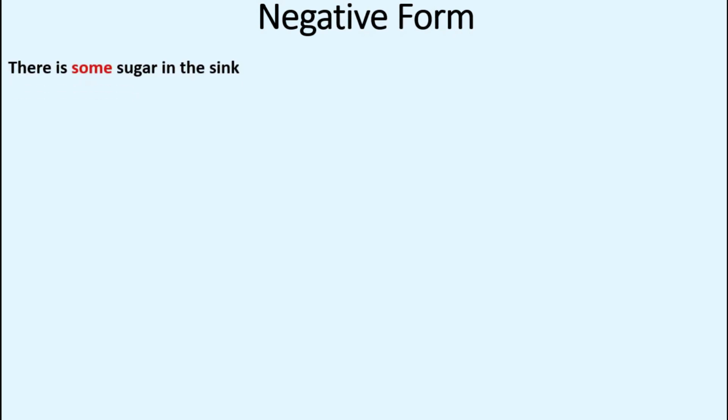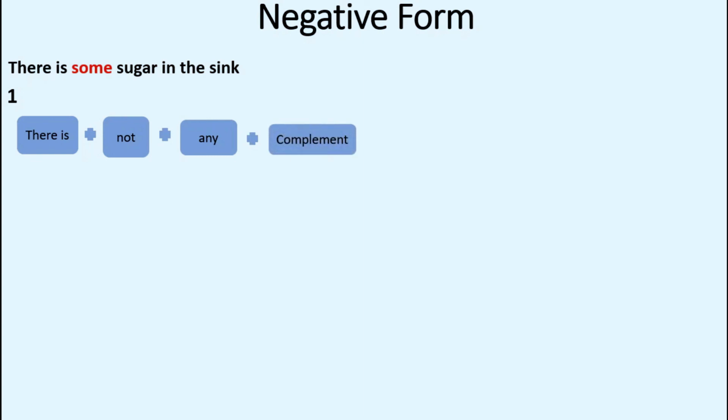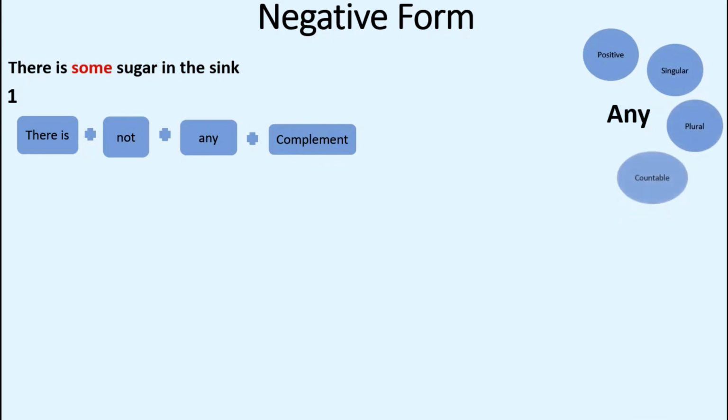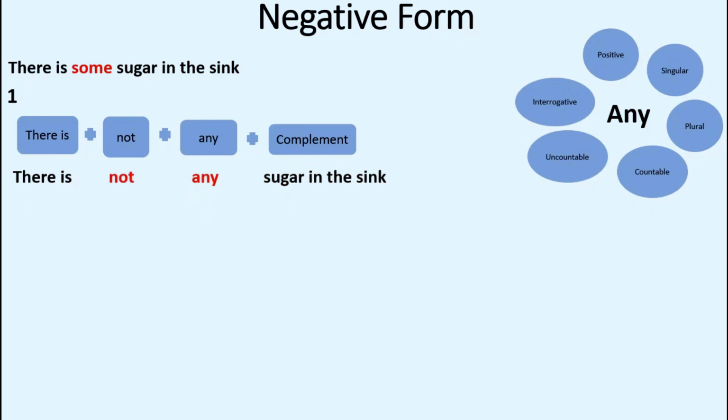The negative form for there is. For example, I'm going to change this sentence, which is a positive sentence, into a negative form for there is. So there is some sugar in the sink. We have two ways of making your positive sentence a negative form sentence. The first way is we use there is plus not plus any plus the complement. So we use any with negative, singular, plural, countable, uncountable, and interrogative. So this is a good thing for any. For example, I'm going to say there is not any sugar in the sink.